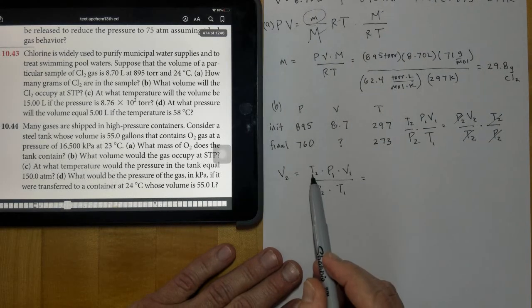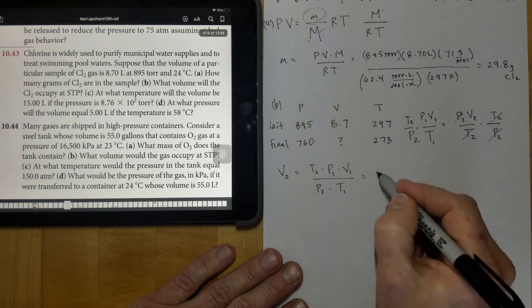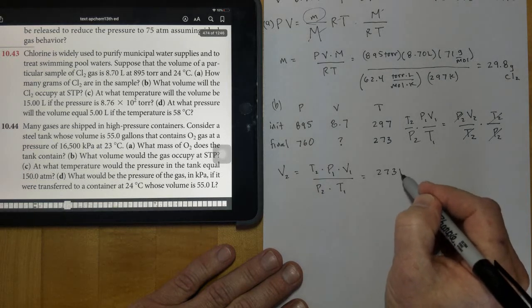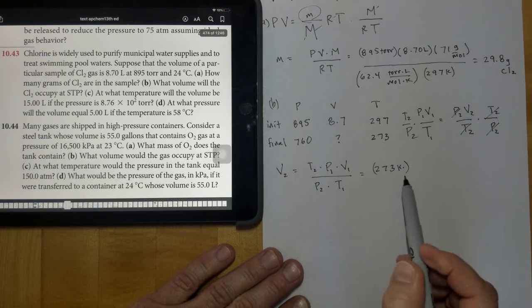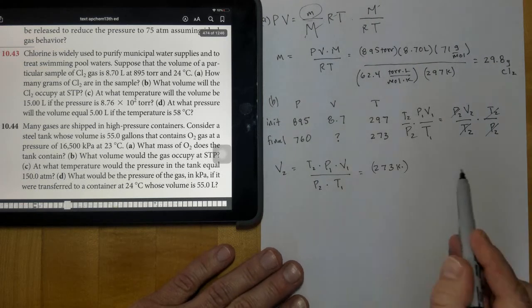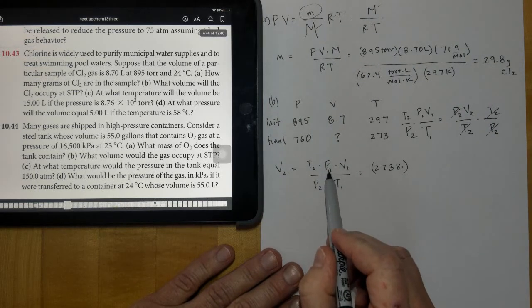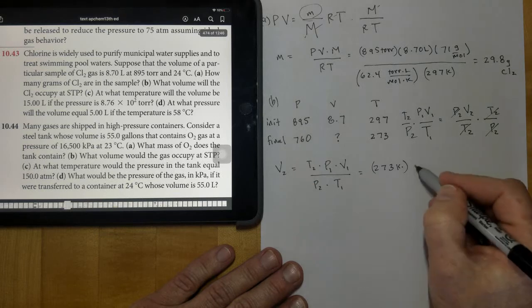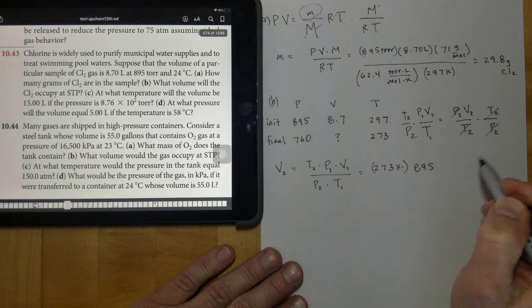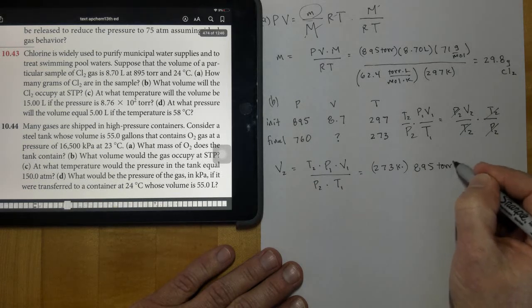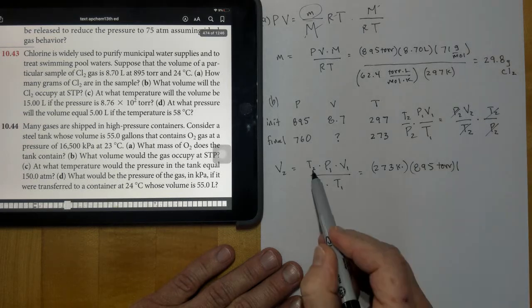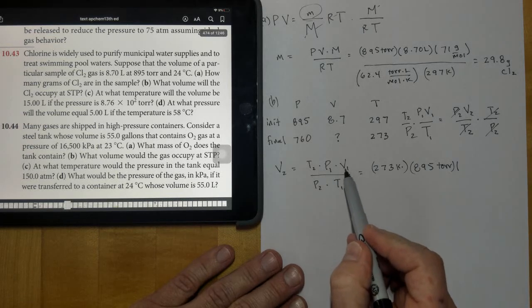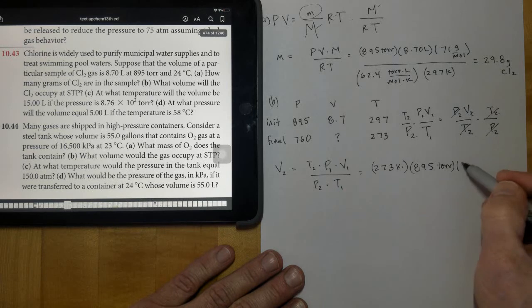And so our final temperature right here is 273. I'll put the units in now since we're going to do the whole math part. The pressure initially, or the pressure let's just start with, is 895 torr. The temperature, I'm sorry, the volume initially was 8.7 liters.